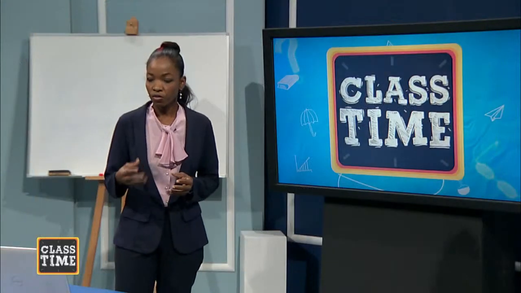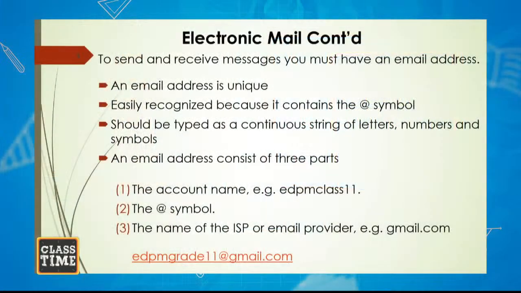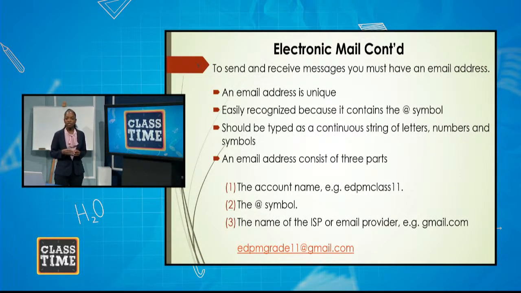Now your email address is made up of 3 parts. You have the account name, for example, like what we have on screen here, the account name, EDPM class 11, then the @ symbol is followed, and then we will have the email provider, which in this case is gmail.com. So if you look at the email address as example at the end of the screen, you will see EDPM grade 11 at gmail.com. So that is the entire email address that was made up as an example for you to understand and to see what an email address looks like, just in case you have not yet created one, or just in case you don't know how to create one.